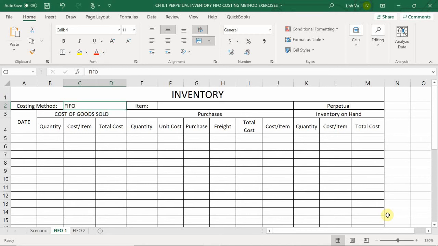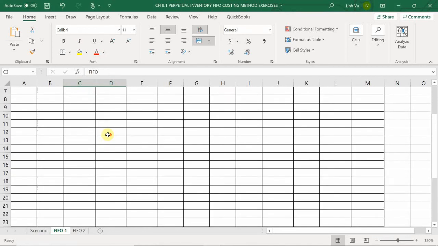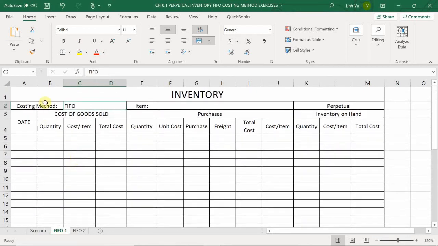All right, so now that we're moving on to chapter 8, I want to introduce you guys to the inventory table here. This is the difference between the periodic and perpetual tables. In this case, as you can see, no boxes except for the columns, okay? The first 3 columns are going to be the cost of goods sold. The next 6 are going to be your purchases. And then of course, on the right-hand side is going to be your inventory on hand, okay?